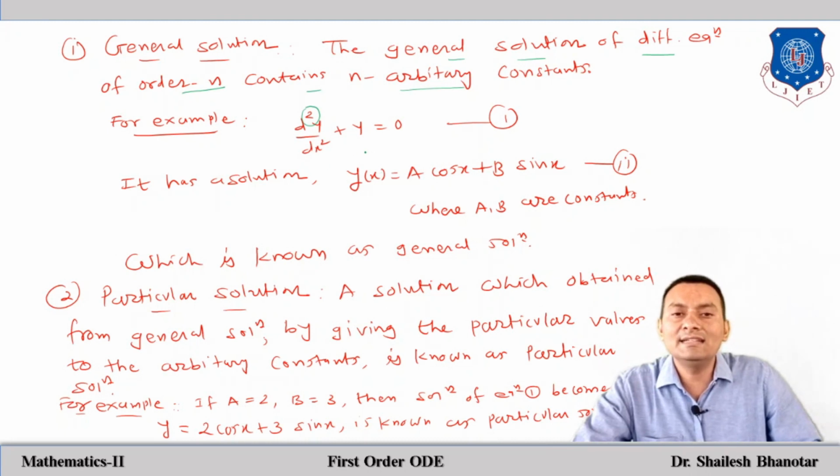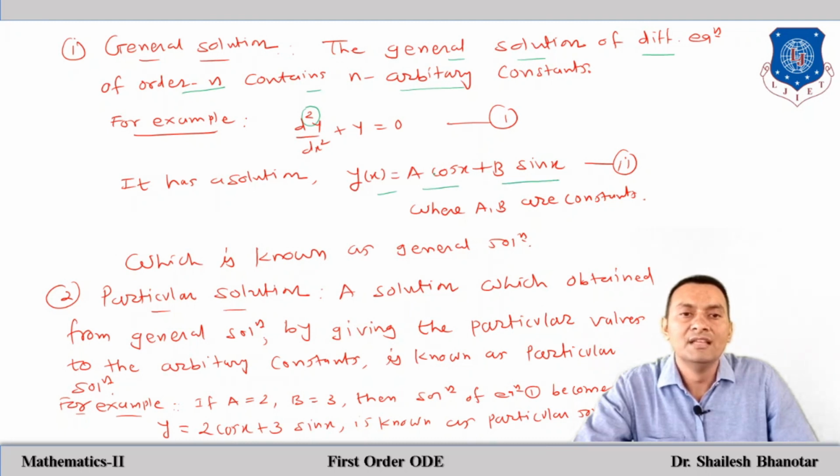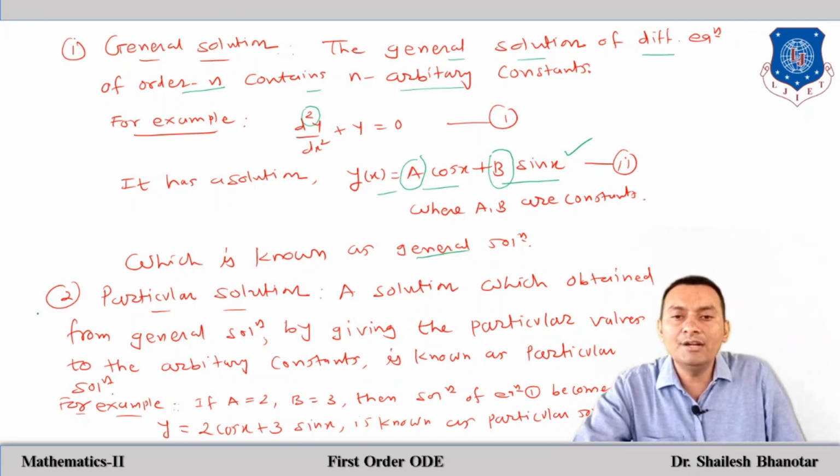So here you can see that this differential equation has the solution y of x is equal to a cos x plus b sin x. Here a and b are nothing but arbitrary constants, and therefore it is known as the general solution. Order is 2, arbitrary constants are 2, and hence we can say it's a general solution. Next we have the particular solution. From the word it is clear what we mean by the particular solution.